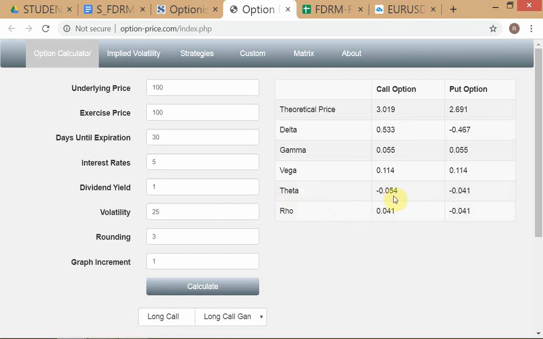So this theta obviously therefore is negative, whether you buy a put option or a call option. With each day that passes after you buy the option, it is going to lose value. Okay, set par.